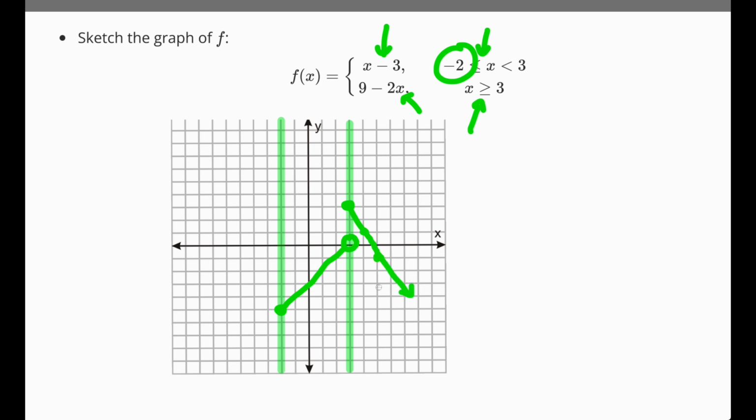Now, it doesn't ask this, but if it did and it said, is this function continuous? Are there any holes, jumps, or gaps? You can see there is a jump and a hole at x equals 3. So therefore, this would be not continuous. It doesn't ask that, but I just thought I'd point it out.